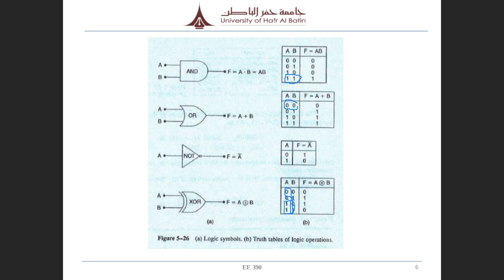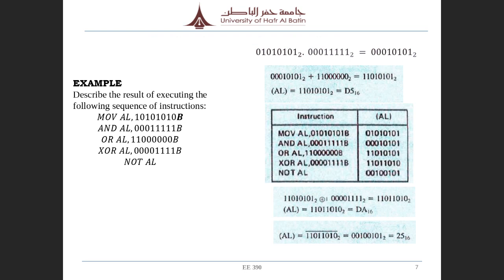So this is the best way to understand it: if A is 1, it complements the other input. If the other input is 0, then the output will be 1. If it is 1, then 0. Is it okay? It's called XOR. So now look at here.